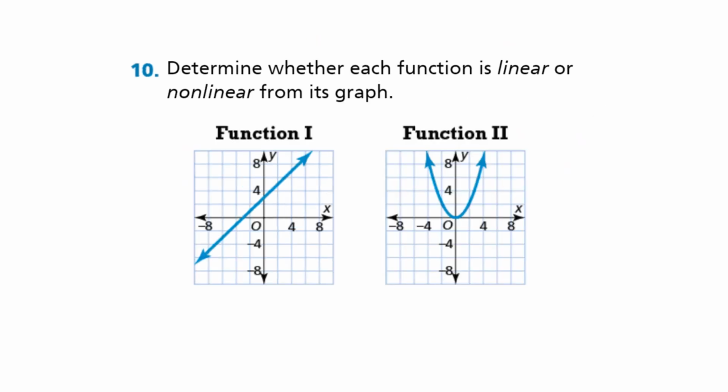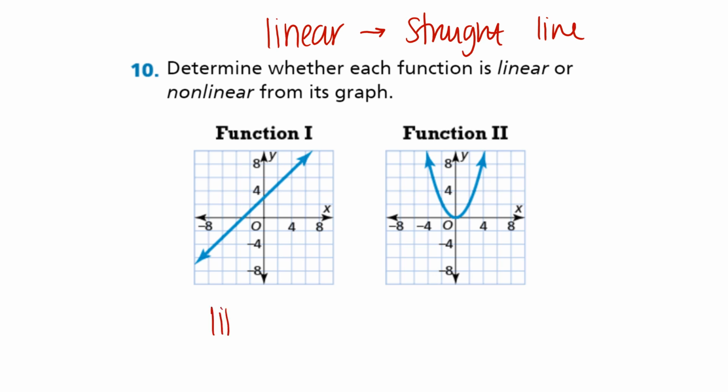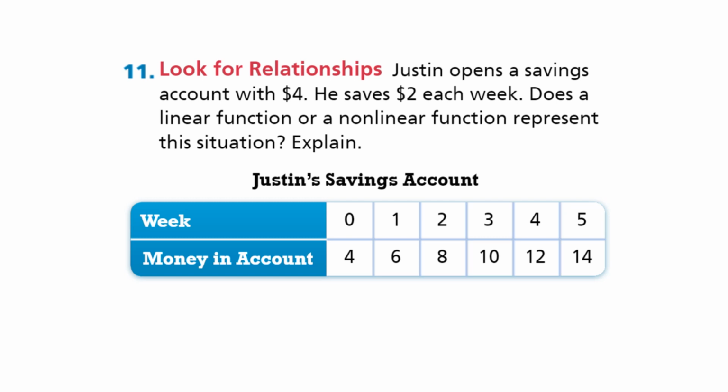Determine whether each function is linear or nonlinear from this graph. Again, the word linear means straight line. Function 1 is a straight line pattern, so it is linear, whereas function 2 is a curved line, so it is considered nonlinear.